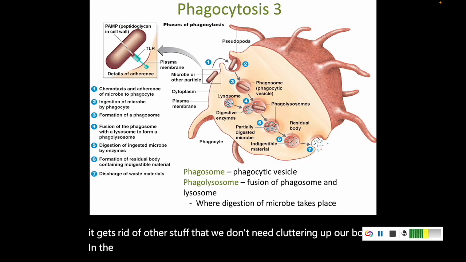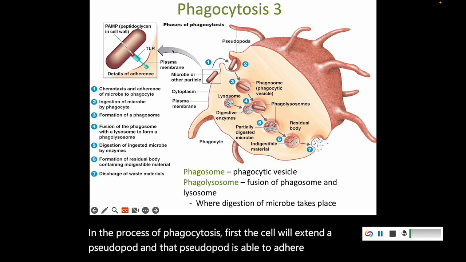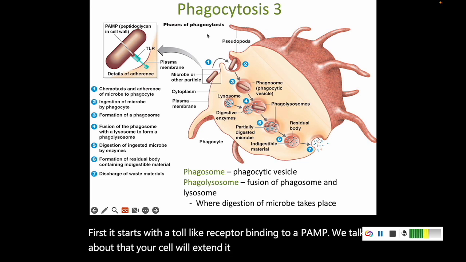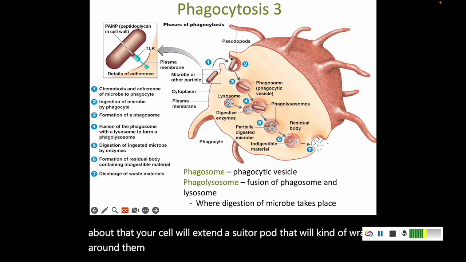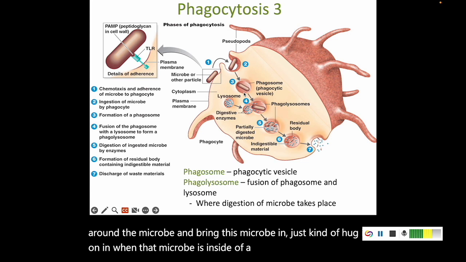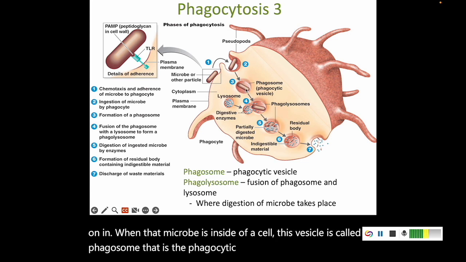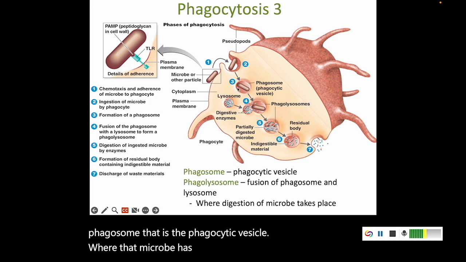In the process of phagocytosis, first the cell will extend a pseudopod, and that pseudopod is able to adhere. First it starts with a toll-like receptor binding to a PAMP. We talked about that. Your cell will extend a pseudopod that will kind of wrap around the microbe and bring this microbe in, just kind of hug it on in. When that microbe is inside of a cell, this vesicle is called a phagosome. That is the phagocytic vesicle, where that microbe has been phagocytosed, but it's still sitting there like it was before.